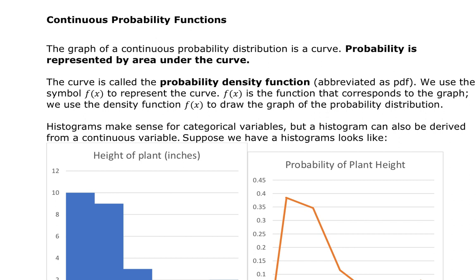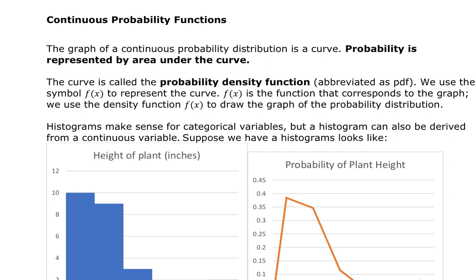The curve is also called the probability density function, and it can be abbreviated sometimes as PDF. We use the symbol f of x to represent the curve itself, because it's just a function and it's continuous. That means there are no jumps or holes in the curve. f of x is the function that corresponds to the graph. We use the density function f of x to draw the graph of the probability distributions.